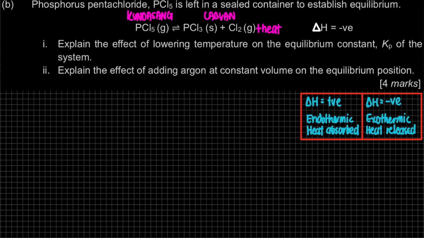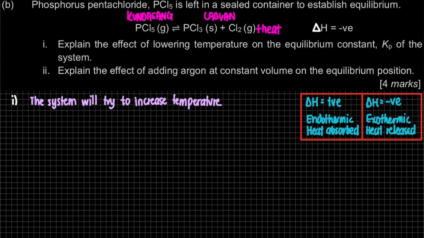So question 1, explain the effect of lowering temperature. Again, Le Chatelier mentioned that it will counter back. So our first point, we have to mention that the system will try to counter back, it will try to increase the temperature itself. So you have to know which one is the hot place and which one is the cold one. Increasing temperature means we want to go to the hot place. In this case, our hot place, Labuan, is on the right side.